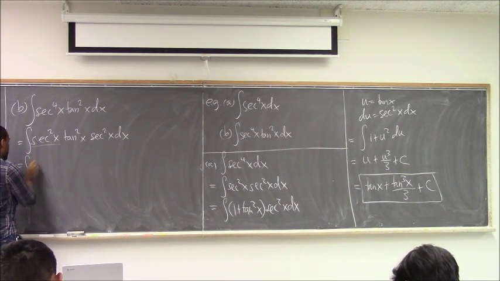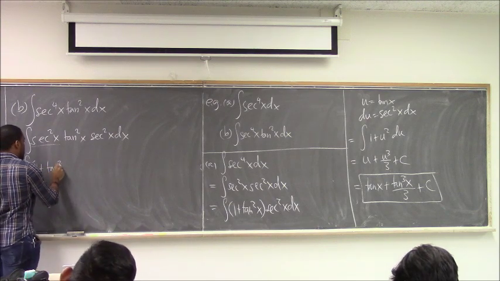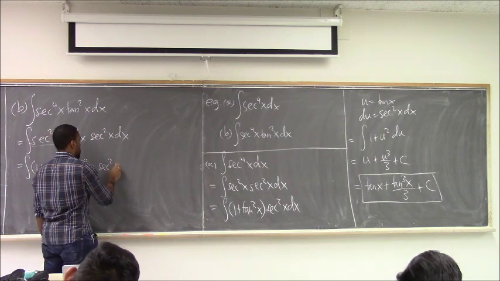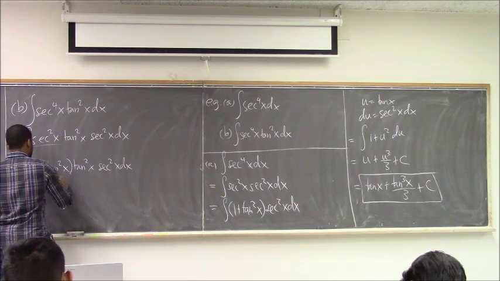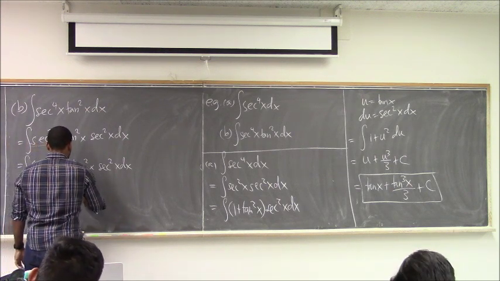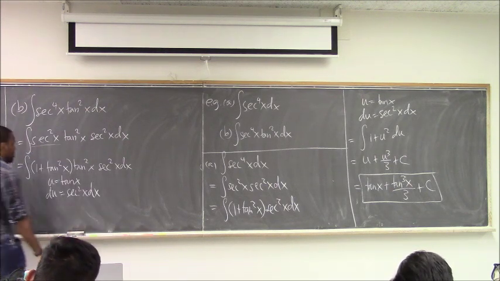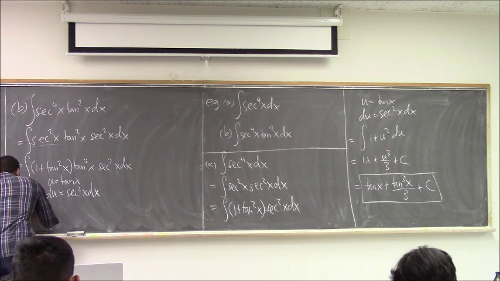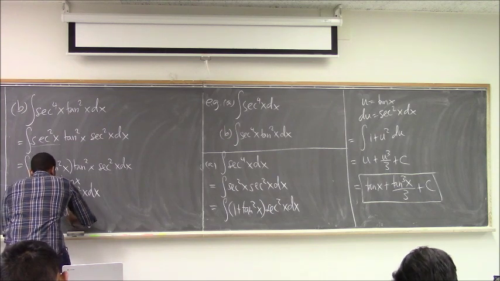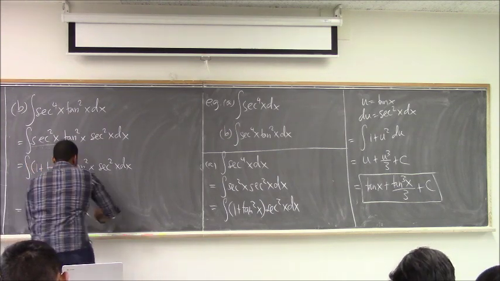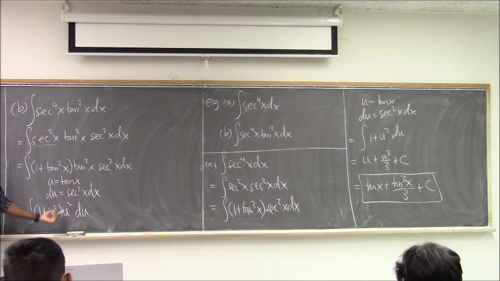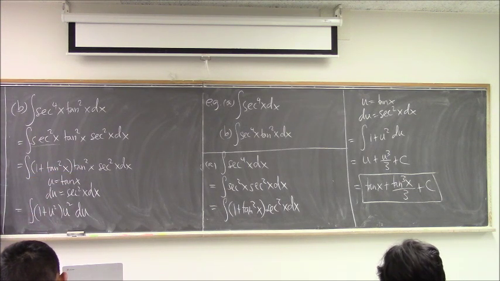This guy changed. u equals tangent, du equals secant squared. So this just becomes 1 plus u squared times u squared du. Notice I could have put any power for tangent here, it wouldn't really matter. Even u to the 10th here is not going to pose a big problem.